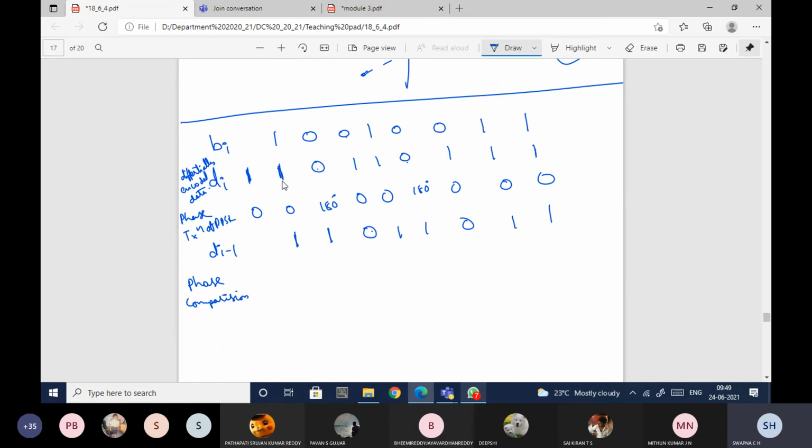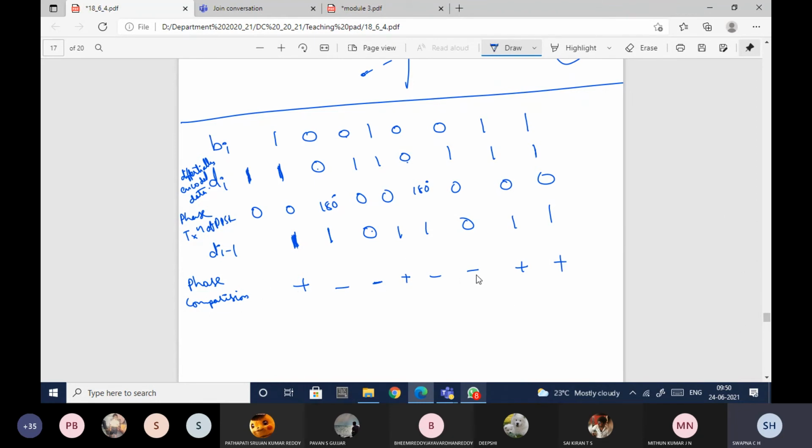Phase comparison. Here 1, 1: both are positive, so no phase change, it will be plus. Then 0, 1: so minus. Then 1, 0: minus. Then 1, 1: plus. Then 0, 1, 1, 0, 1, 0. So it is minus, plus, plus. Okay, so this is the phase that will be compared.